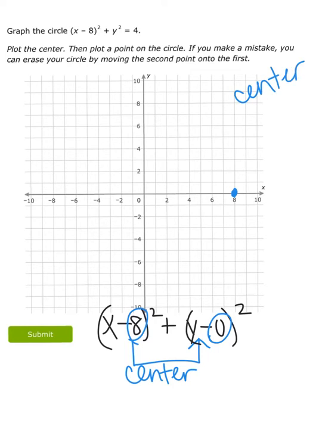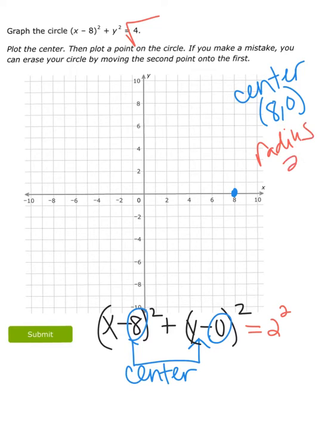I'll write it up here too if you need to go back and look. For the radius, we're just taking the square root of this last number, 4. The square root of 4 is 2. So my equation would have to equal 2 squared, which is 4. So my radius would be 2. Then I would go 2 units over, draw my circle, and we can go on to the next example.